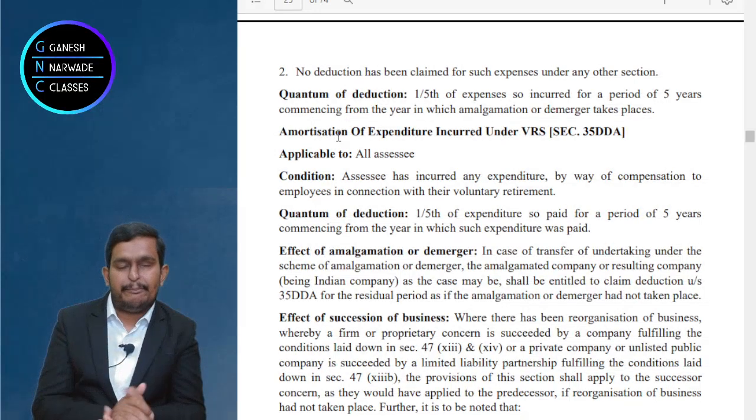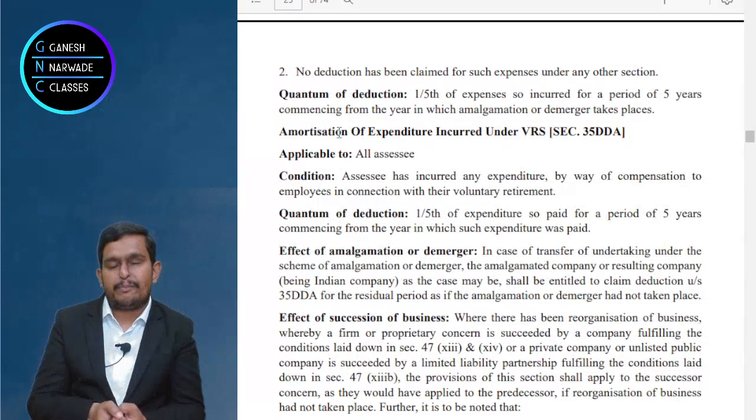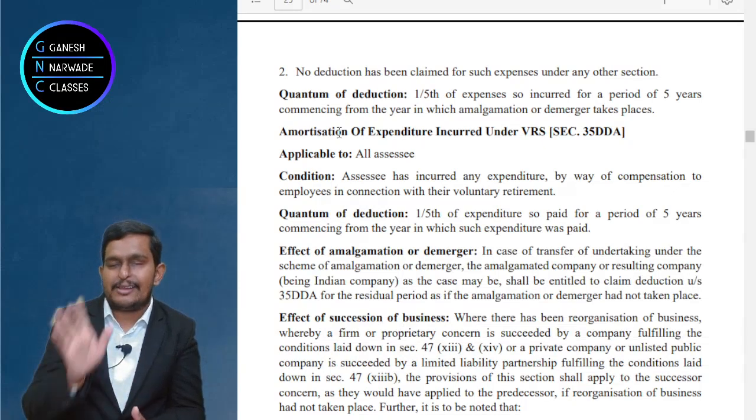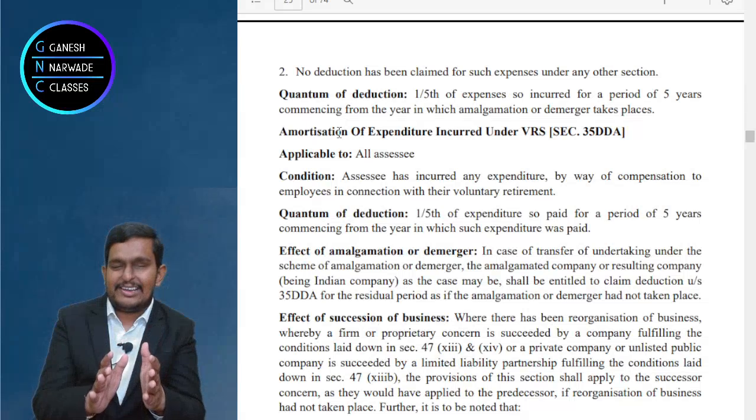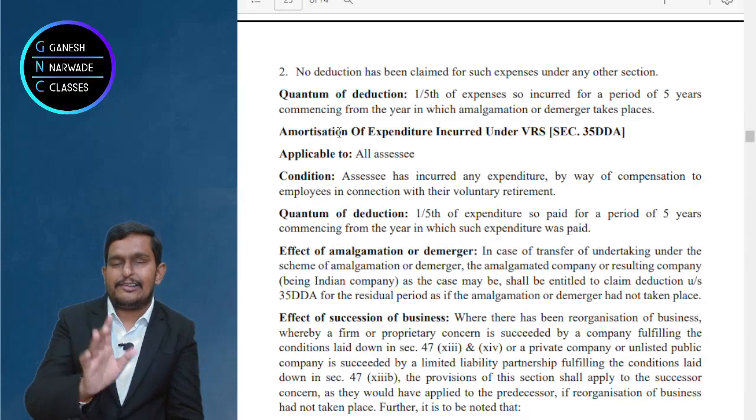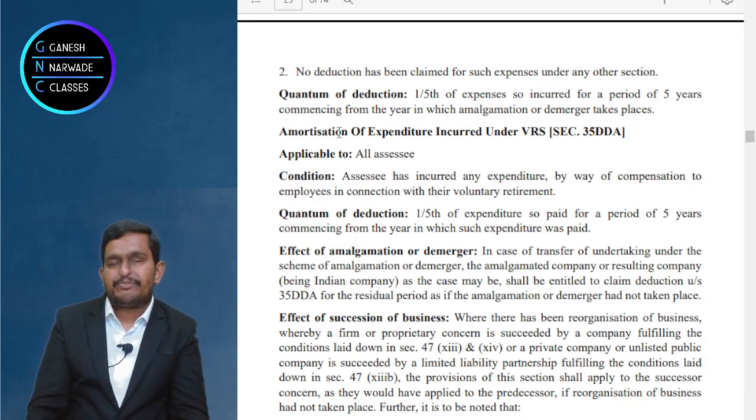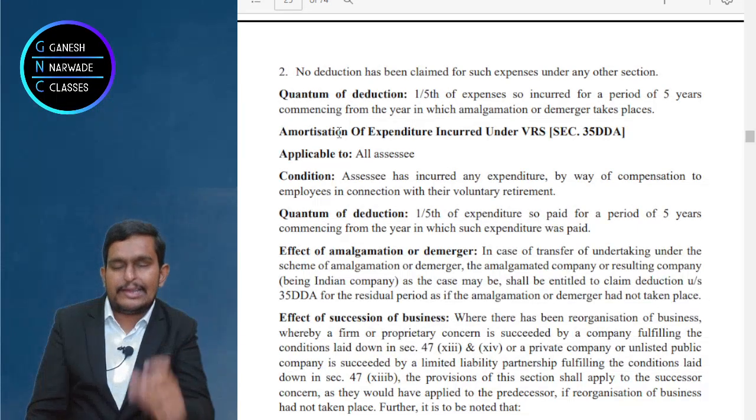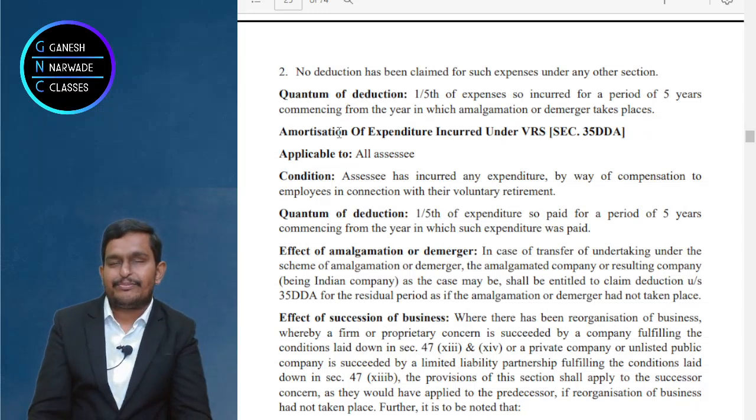Suppose you started a company, you gave VRS to your employees, you started partnership firm, you gave VRS to your employees, you started sole proprietorship, you gave VRS to your employees, you started HUF, you gave VRS to your employees. Arey yaar, you incurred expenditure, right? You may be any assessee, whether individual, HUF, company, but if you have given VRS to your employees, you will get the deduction under section 35 DDA.